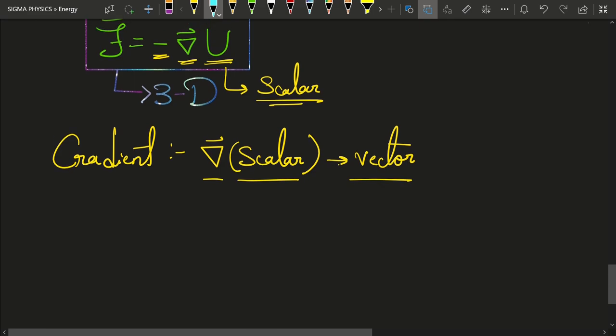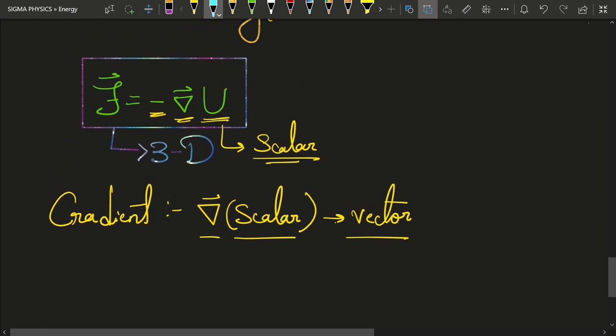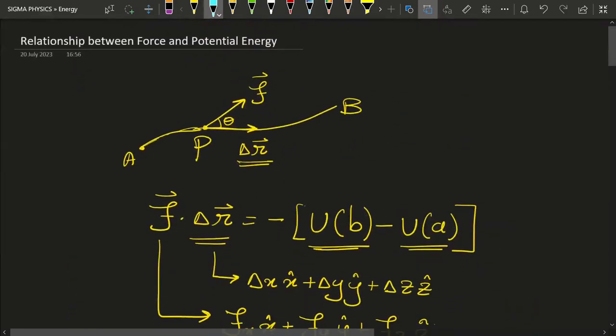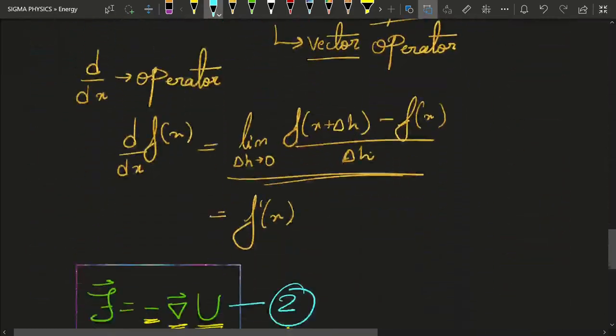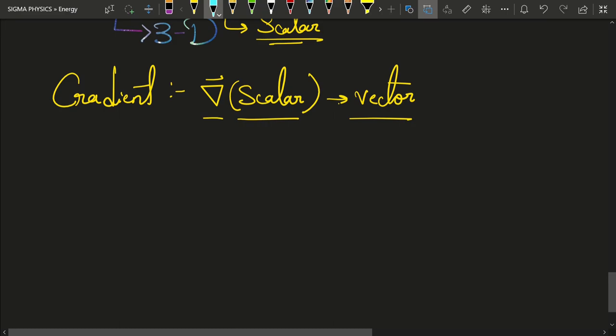Yes, so where was I? If we can write a force in this manner, that is as the gradient of potential energy, then let me call this equation 2. And where is that equation that we began with? This one. Let me call this equation 1. Actually, here we had a finite displacement delta r. But we know that obviously for infinitesimal displacements, we can convert that delta r into an integral.